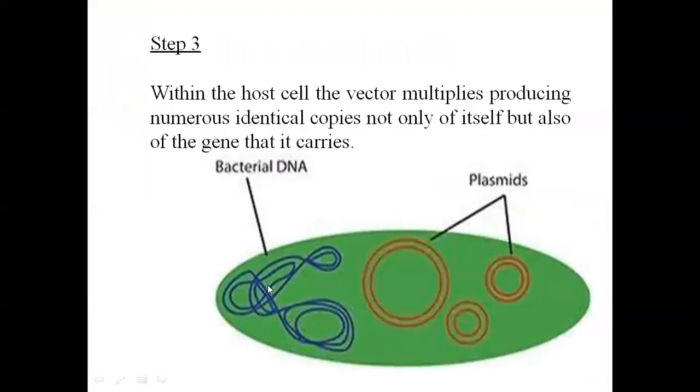In the next step, we can see the host cell vector multiplies producing numerous identical copies. So clone means the production of identical copies of the existing. So here you can see this is the E. coli bacterial DNA, and this is the circular plasmid that contains all the genes. So when the bacteria is cultured and multiplied, these plasmids are also replicating and produce multiple copies. This is step 3.